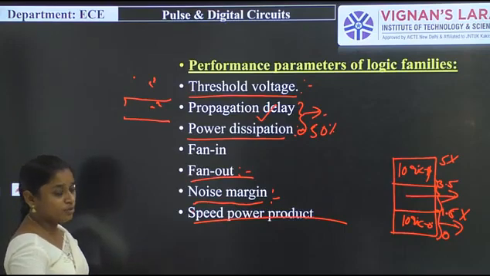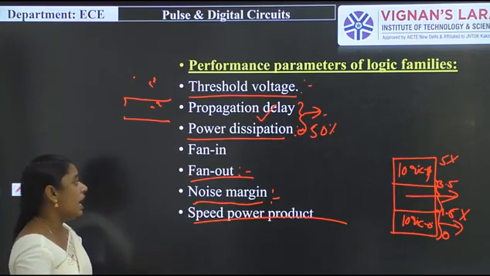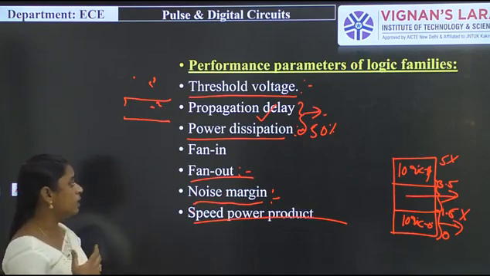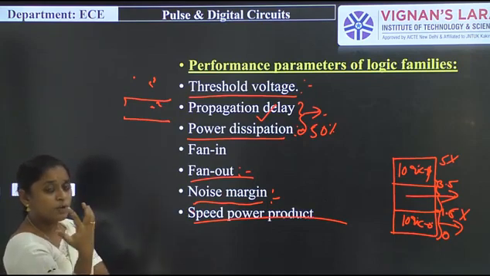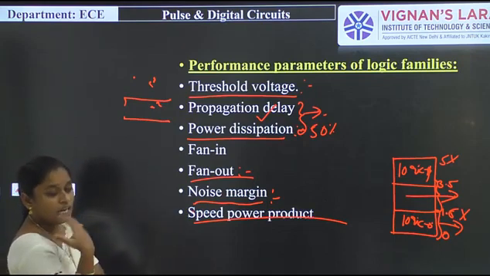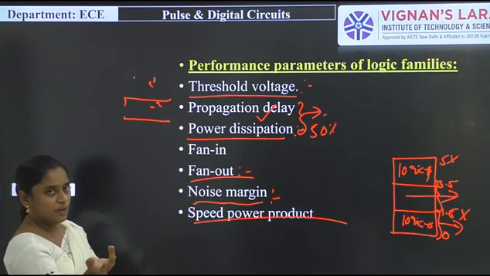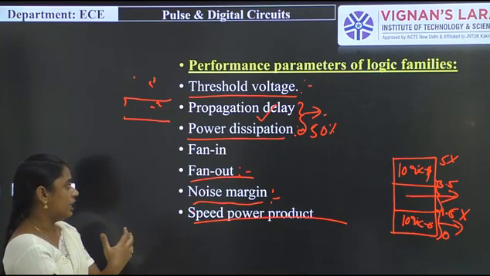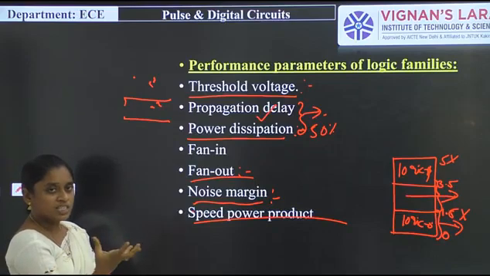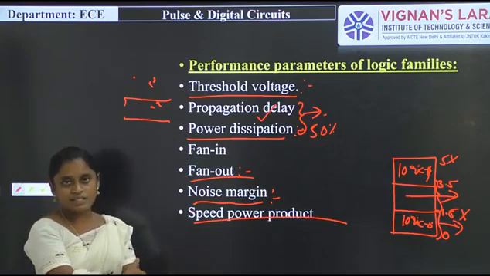And the next one is fan-in and fan-out, a very important question. The number of inputs connected to the AND gate, or any logic gate, which does not affect the output is known as fan-in. And fan-out is nothing but the maximum number of outputs a logic gate or logic IC can drive.